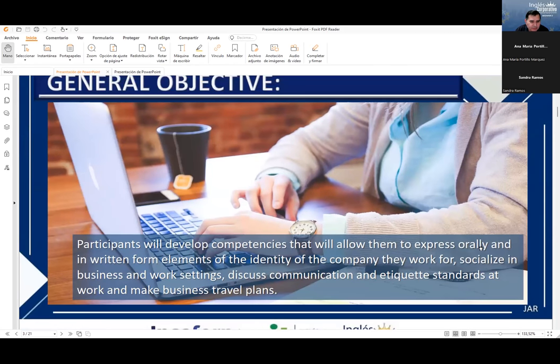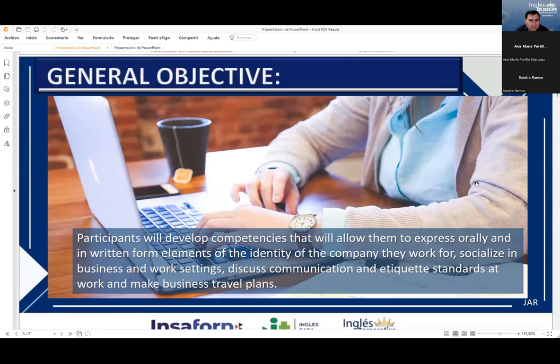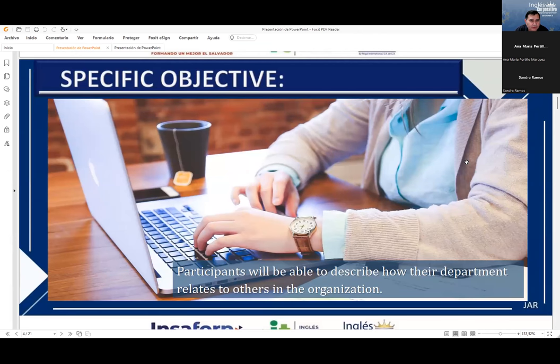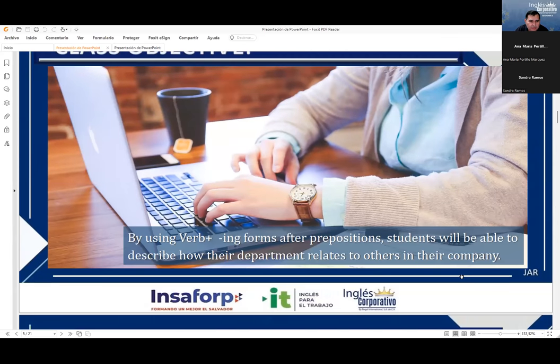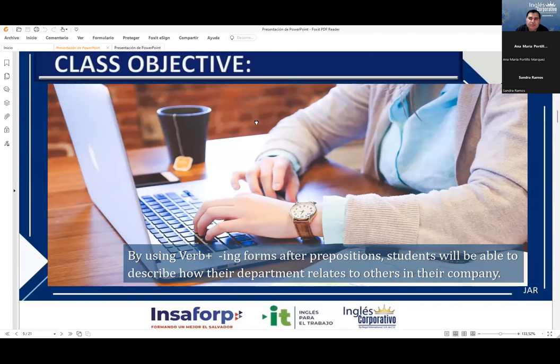This is the general objective. This is the specific objective. Participants will be able to describe how their department relates to others in the organization. Class objective: by using verb plus ing forms after prepositions, students will be able to describe how their department relates to others in their company.